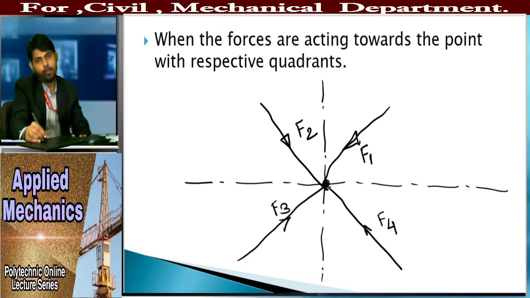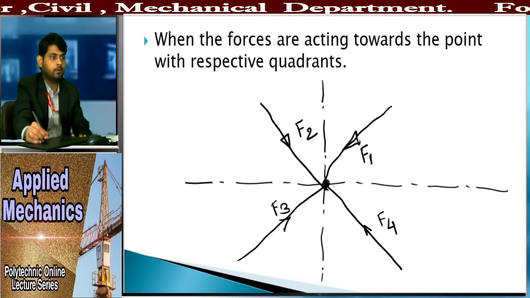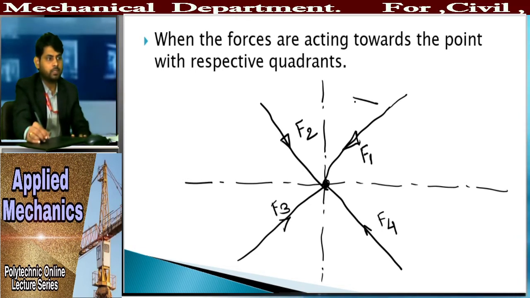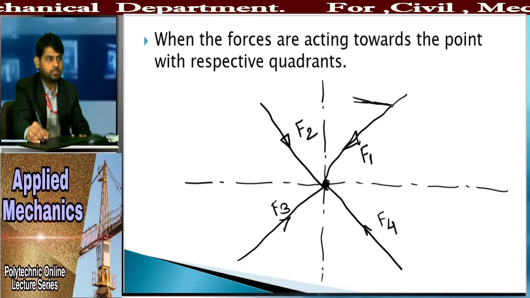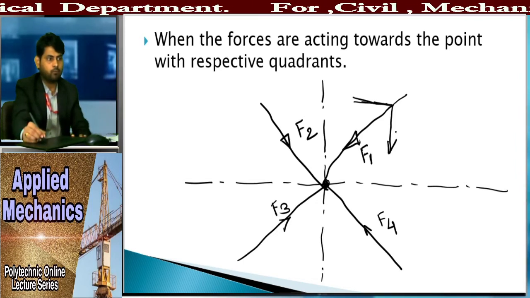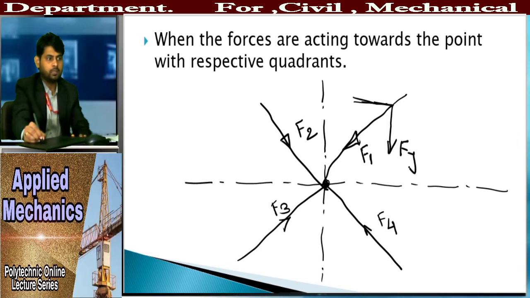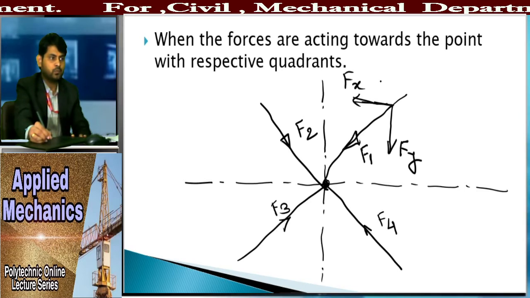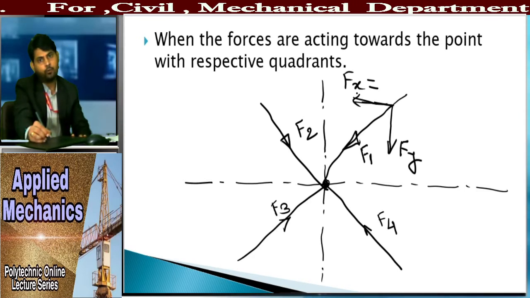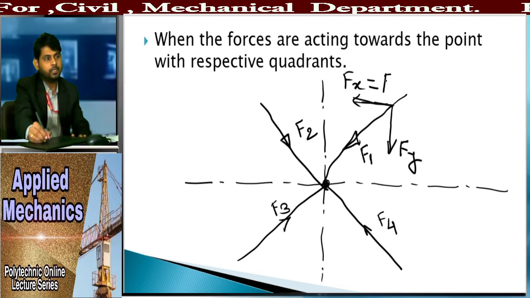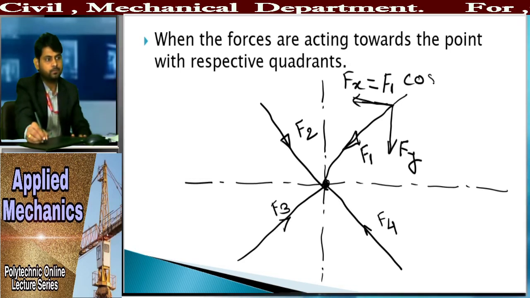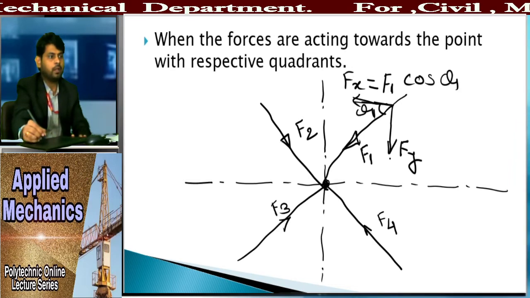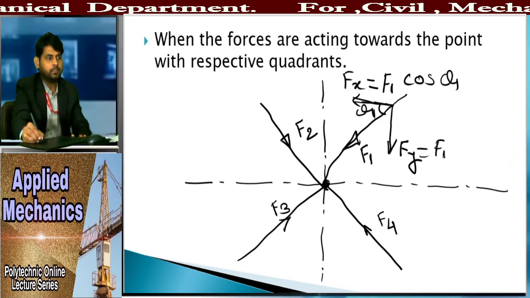Okay. So here we can resolve this F1 as we have resolved in the previous diagram. This is the horizontal force and this is the vertical. So here for vertical force we have taken Fy, and for horizontal force we have taken Fx. So for the horizontal forces we consider cos. So here is our theta 1, F1 cos theta 1, and for vertical it will be F1 sin theta 1.